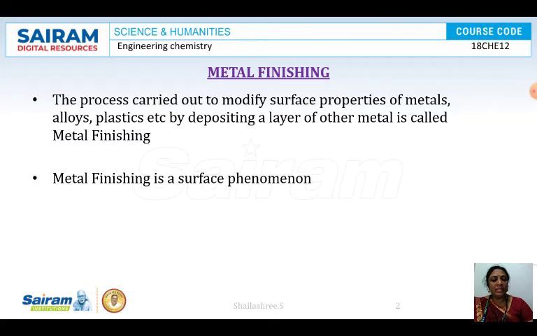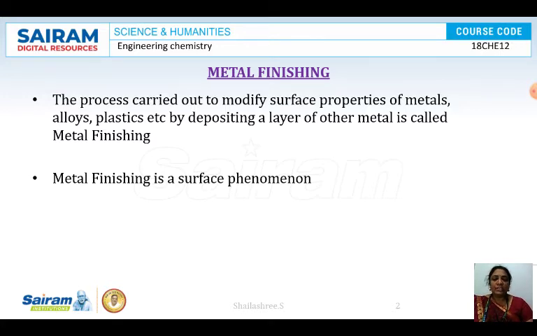So what is metal finishing? Metal finishing is carried out to modify the surface properties of the metal. We are just modifying the surface properties of metals, alloys, plastics, etc., by depositing a layer of any other suitable metal, which is referred to as metal finishing. So metal finishing is a process of coating a layer of a superior metal. Always the superior metal will be coated on a base metal. For example, gold will be coated on silver. On gold, silver will not be coated, right?